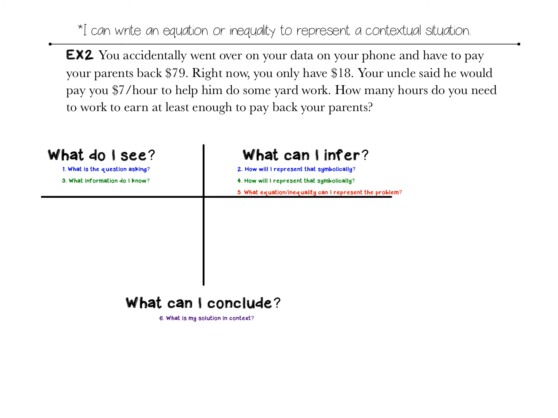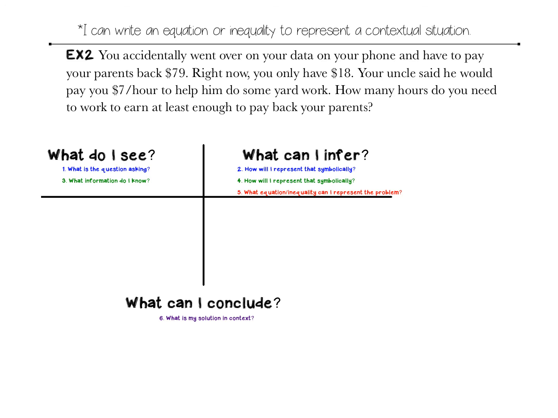Alright, so this one, you accidentally went over on your data on your phone and have to pay your parents back $79. Right now, you only have $18. Your uncle said he would pay you $7 an hour to help him do some yard work. How many hours do you need to work to earn at least enough to pay back your parents?